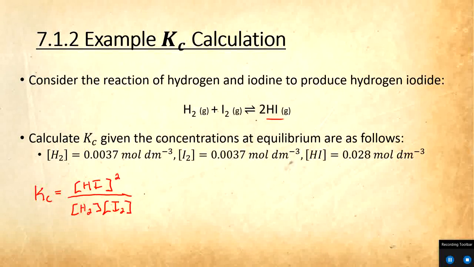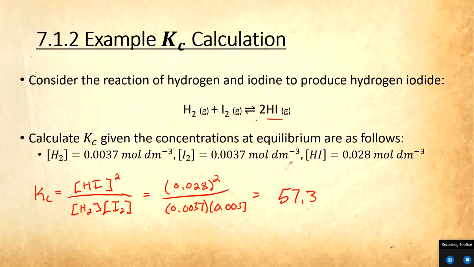Okay, then it's just a matter of filling in our values. So for HI, we have 0.028 squared on the top over 0.0037 times 0.0037. And that gives us a value of 57.3. Now, another thing you'll notice with Kc is on the top, we have units of mole per decimeter cubed, and on the bottom we have mole per decimeter cubed. So with our Kc, it's unitless.